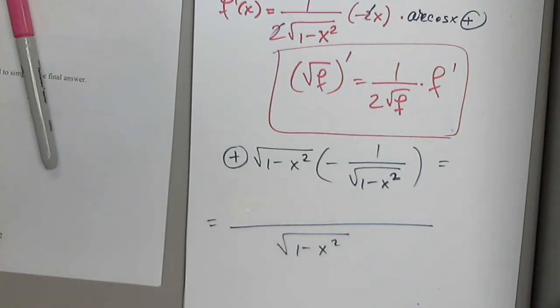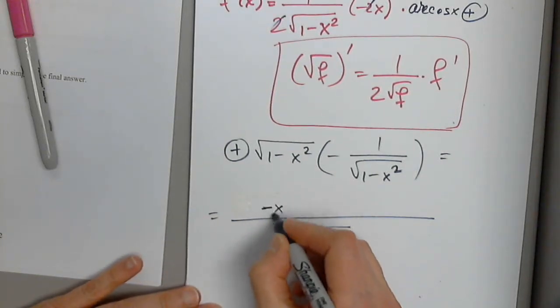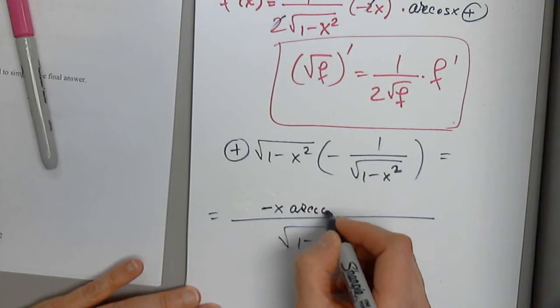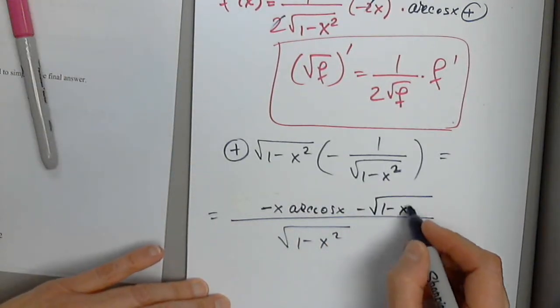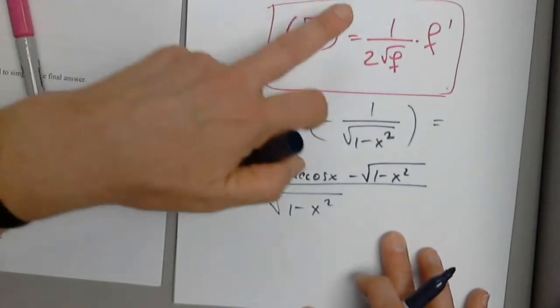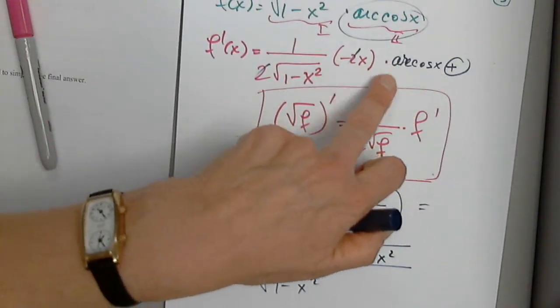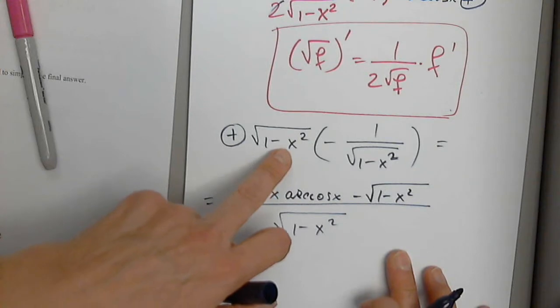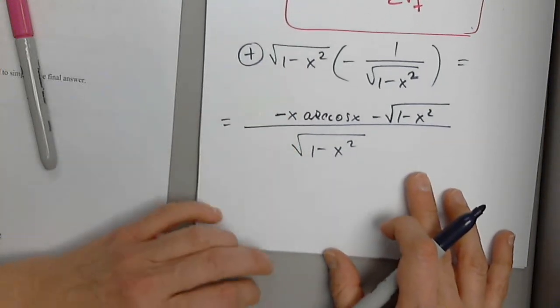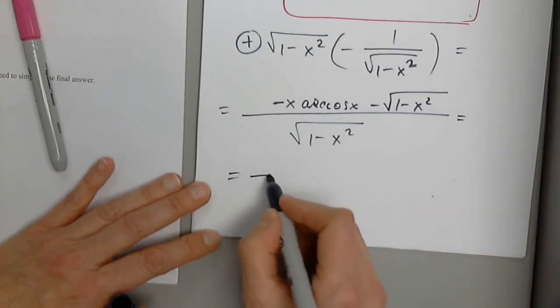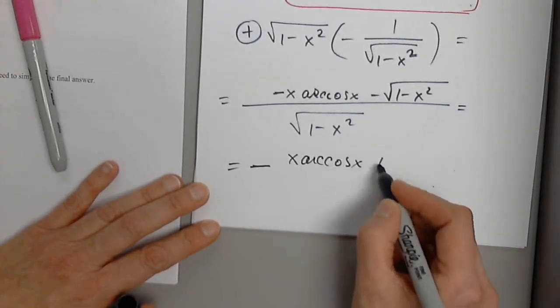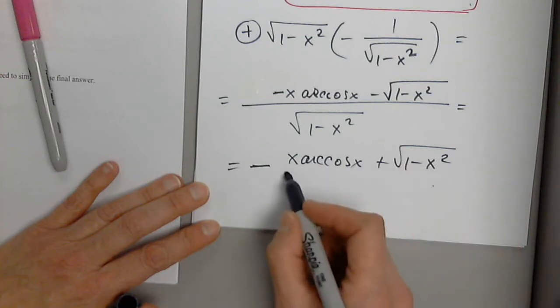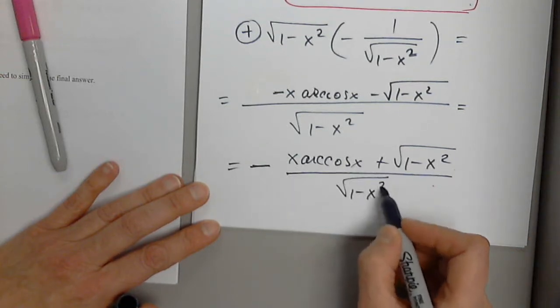And in class, I also moved negative 1 in front of the fraction line. So this is negative x arc cosine x minus the square root of 1 minus x squared. So we have negative x arc cosine from here, and we have minus the square root of 1 minus x squared from here. And the only thing that I would recommend is just put the minus in front as x arc cosine x plus the square root of 1 minus x squared over the square root of 1 minus x squared.